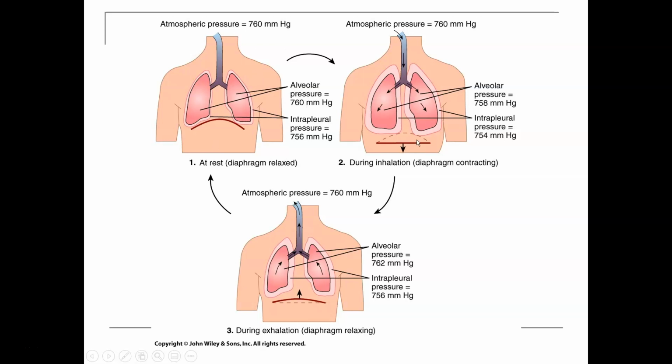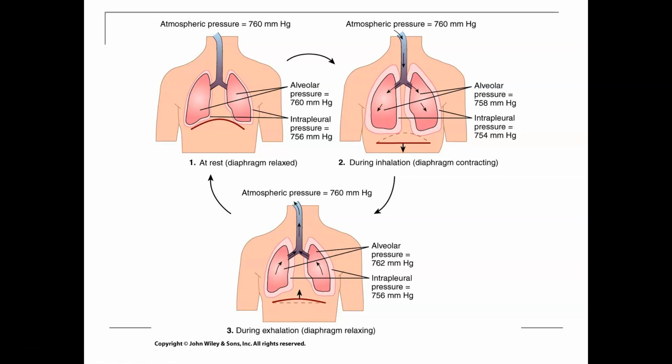For inhalation, you contract your diaphragm, see how it flattened, making the thoracic cavity volume go up. That makes the alveolar pressure go down. See, it's gone down a couple millimeters of mercury. And now, the atmospheric pressure is not going to change. And now there's a gradient. They're not the same.